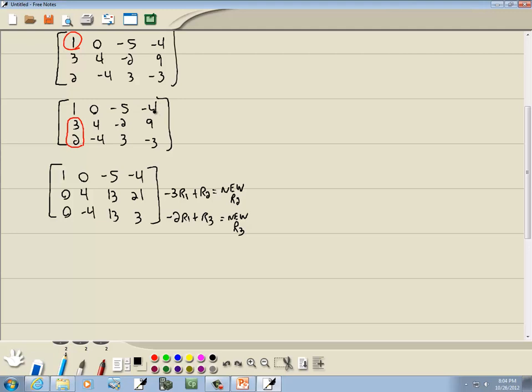-2 times -4 is 8. Added to -3 gives me a 5. Okay, now I'm going to double check myself. That's not good. So -3 times row 1 is -3, plus 3 is 0. -3 times 0 is 0, plus 4 is 4. -3 times -5 is 15, plus -2 is 13. -3 times -4 is 12, plus 9 is 21.